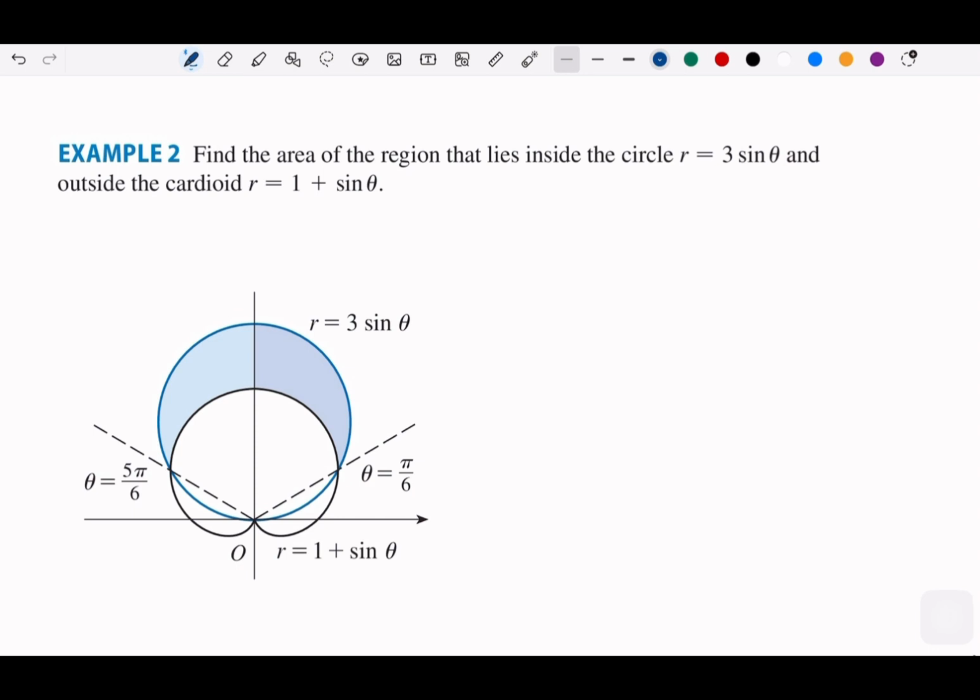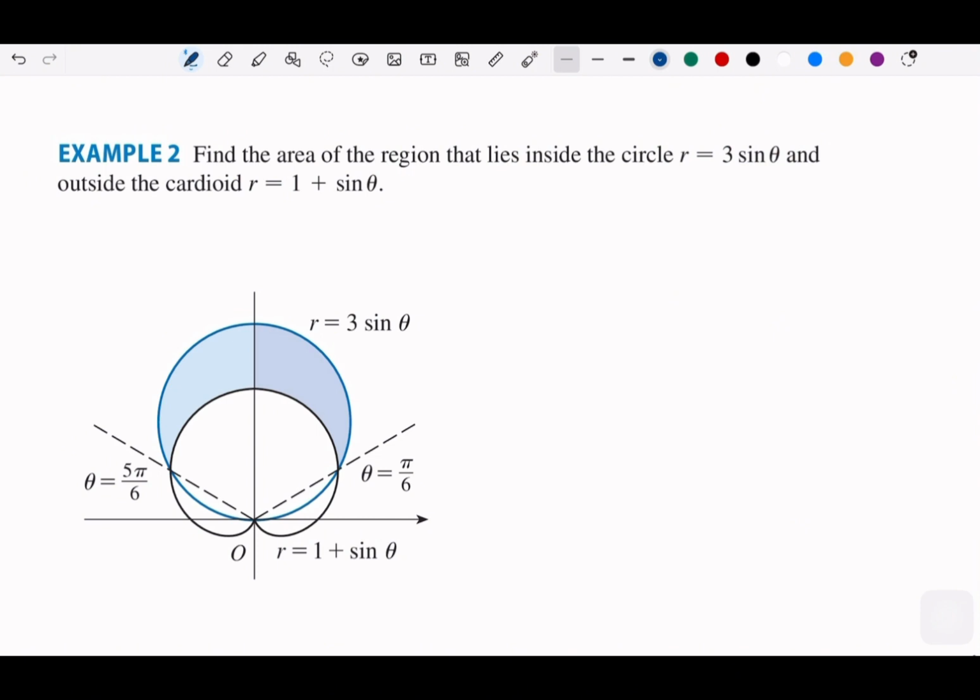Okay, so the cardioid is here. The circle is here. There is some area that is over. So if we try to subtract, we might get the whole area here, which we can find through 3 sine theta from 0 to pi perhaps. And I think that will work. And this 1 plus sine theta from 0 to 2 pi. Yeah, I think that will work.